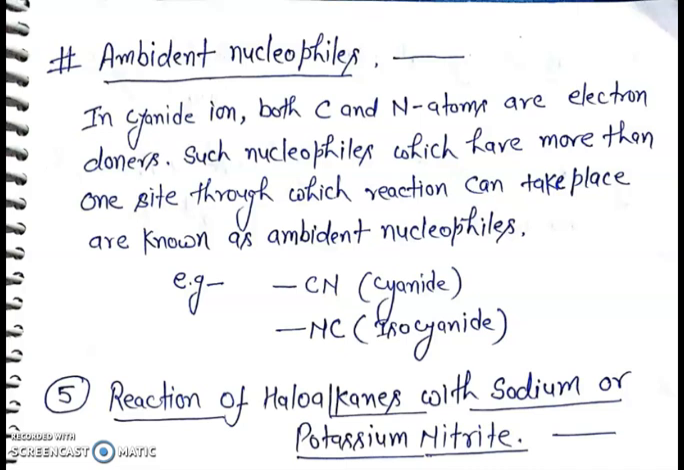Ambident nucleophiles. In cyanide ion, both carbon and nitrogen atoms are electron donors. Such nucleophiles which have more than one site through which reaction can take place are known as ambident nucleophiles. For example, cyanide and isocyanide.